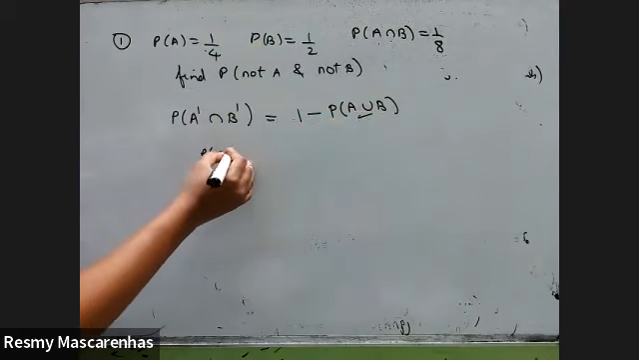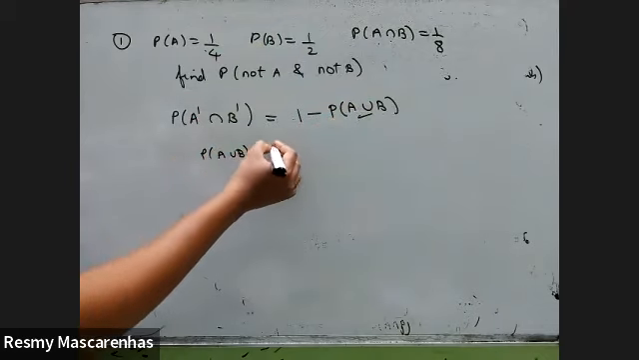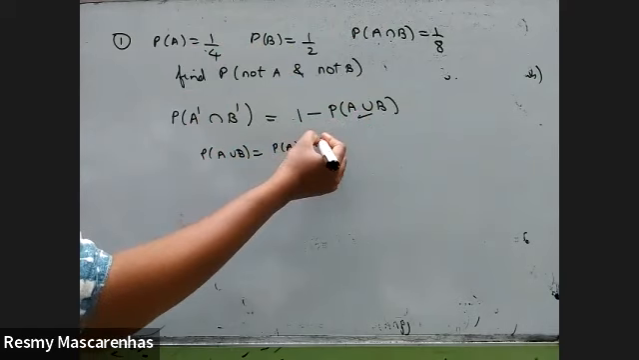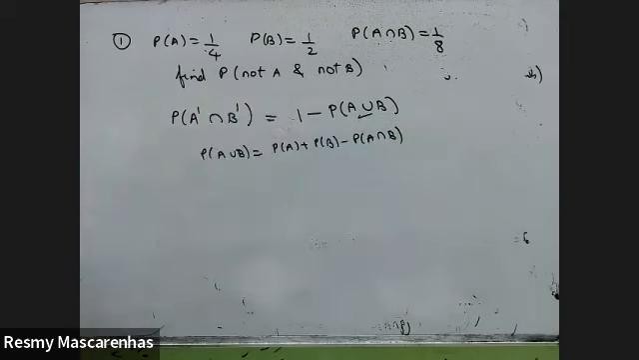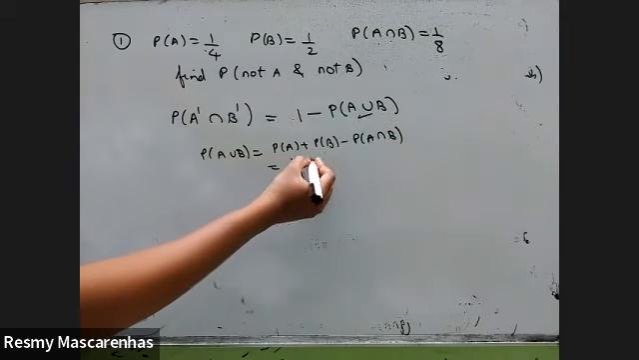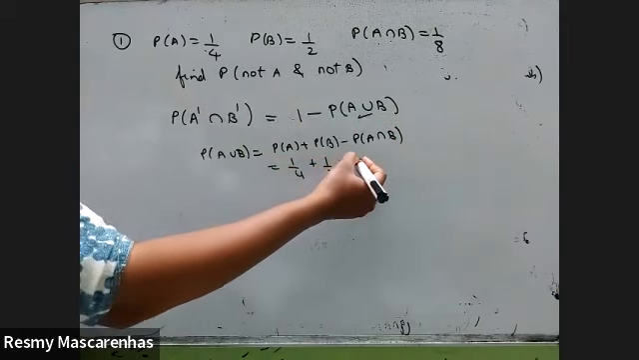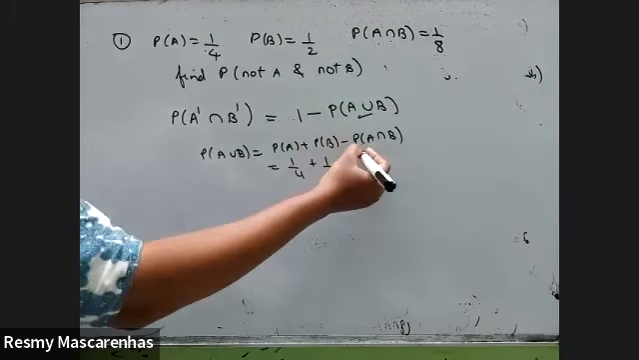This formula also I know. What is P of A union B? P of A plus P of B minus P of A intersection B. Calculate 1 by 4, 1 by 8.